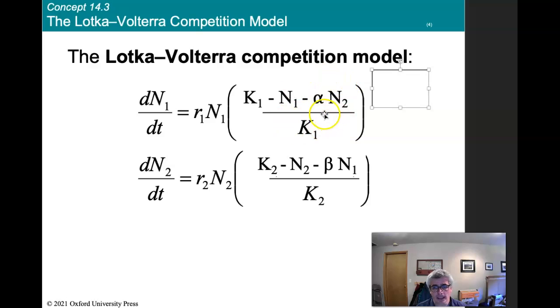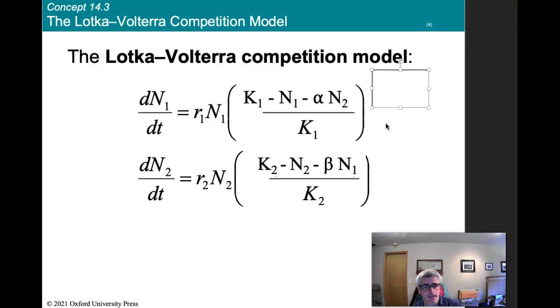So all we're doing is adding a competition coefficient to take into consideration that somebody else, another species, is also utilizing these same resources. That's all that's happening, is we're adding a competition coefficient to account for the amount of resources being consumed by another species in that ecosystem.